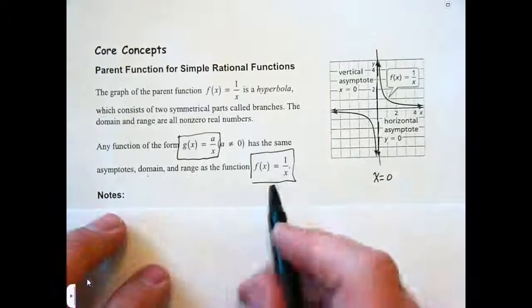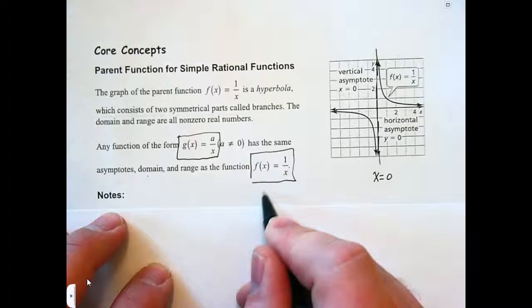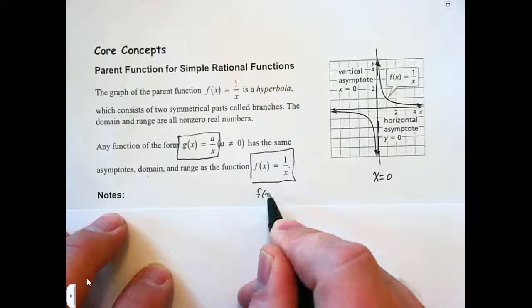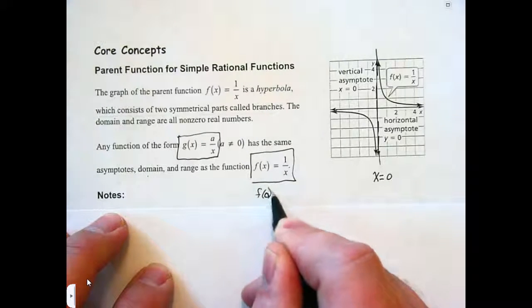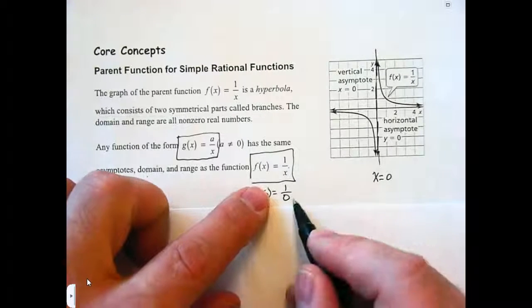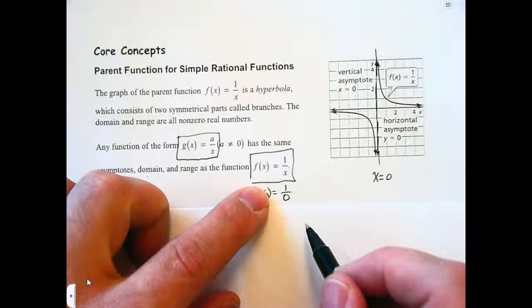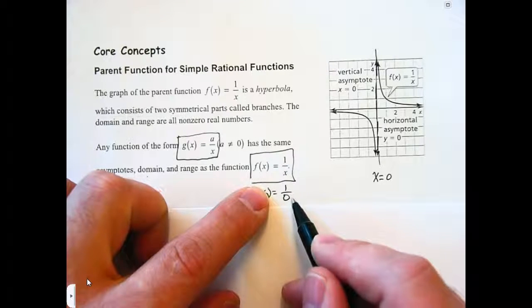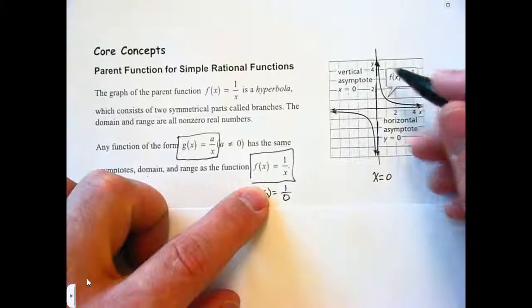Okay, well, look into this equation. If I put 0 in, I now have f of 0 is equal to 1 over 0. What is 1 over 0? It's undefined, right? That's why it can't be 0.